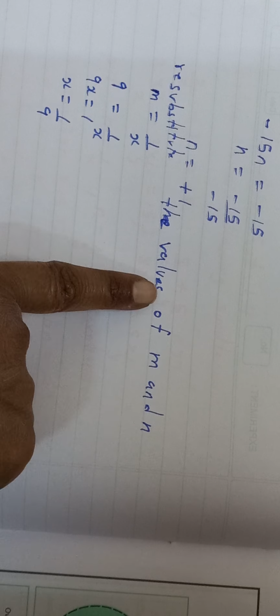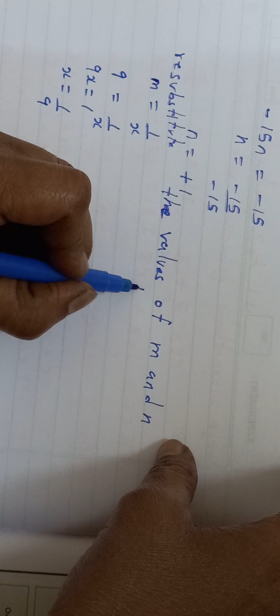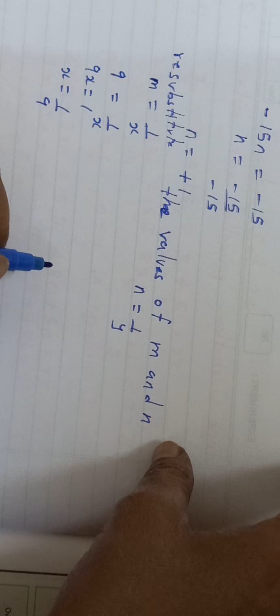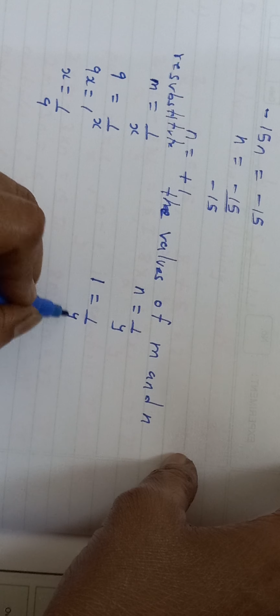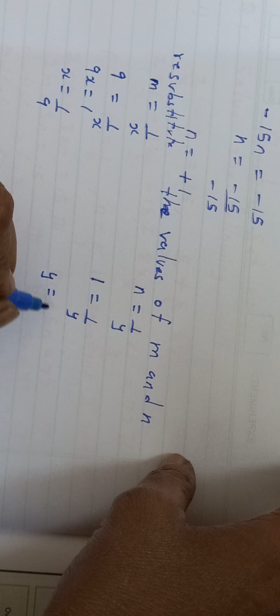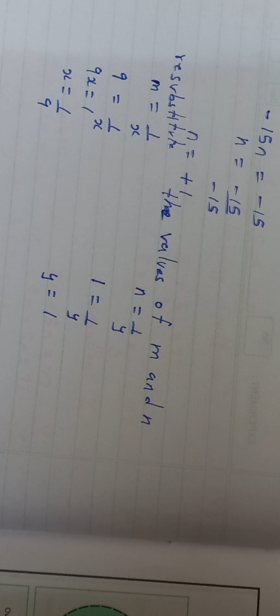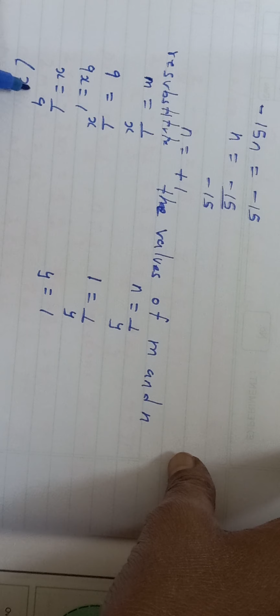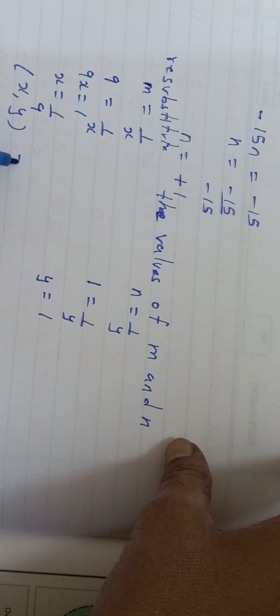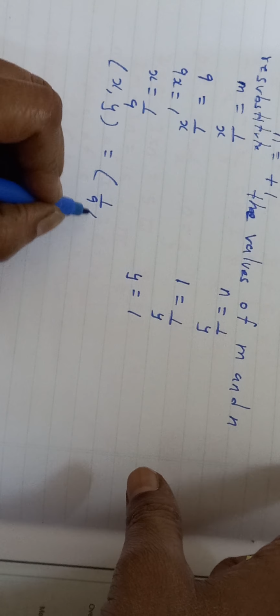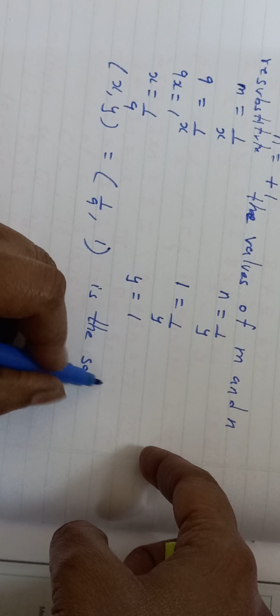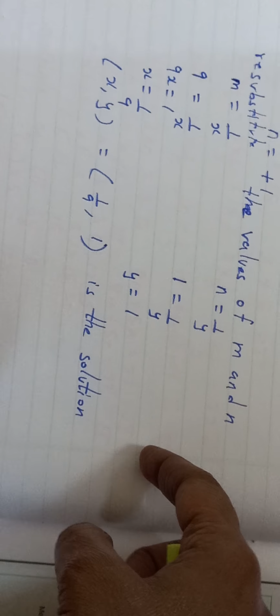Then this side I will just write it down. n we have taken as 1 by y. Correct? So n value we have got as 1. 1 is equal to 1 by y. So cross multiply. y is equal to 1. So we have got the solution of the given equations. What is the solution? These are the variables x and y. What did we get? x as 1 by 9 and y as 1. This is the solution. This is the way you have to solve.